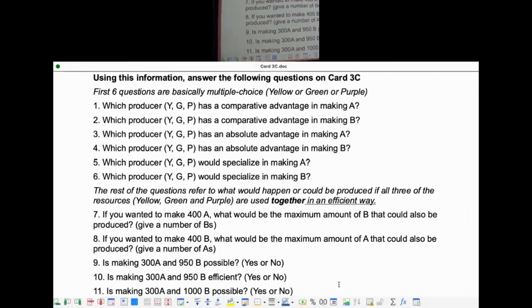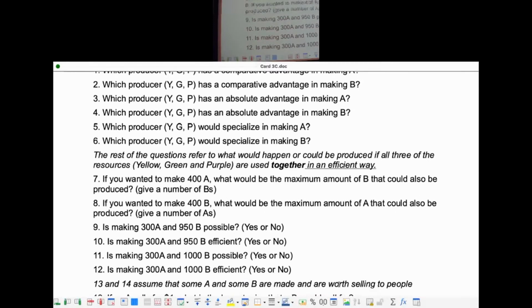The rest of the questions refer to what would happen if you, for example, were like the king or queen of a country, where all three of these are regions in your country, and you're going to use these three parts of your country to make either A or B for your people, right? And you probably need some A and some B for your people. And so, what would you do? You're going to use the resources, these regions, together in an efficient way. So, how do you do that?